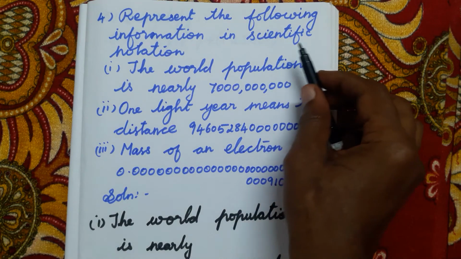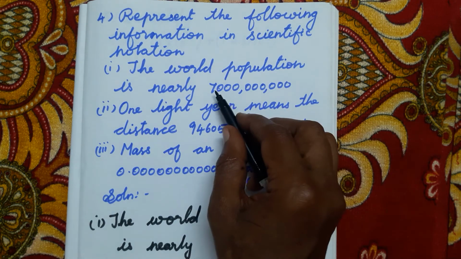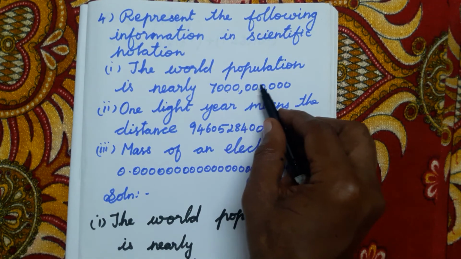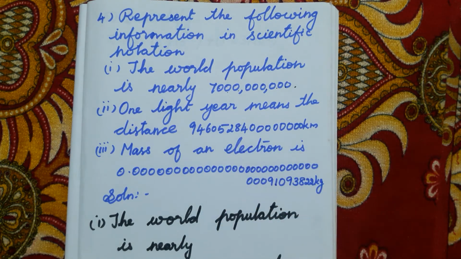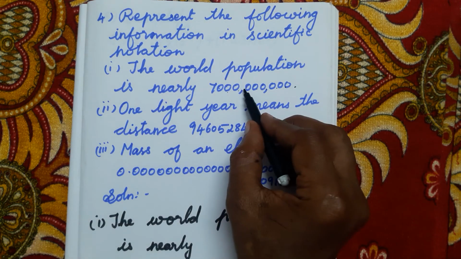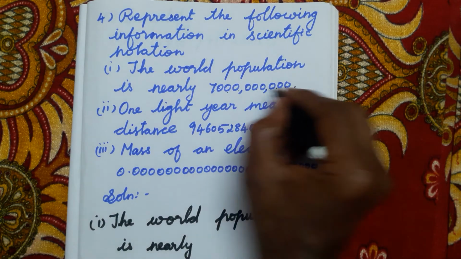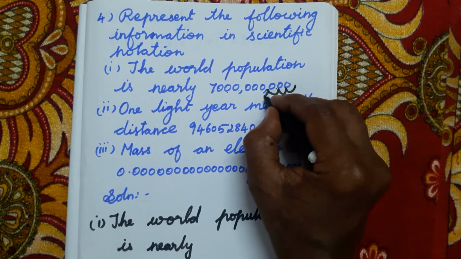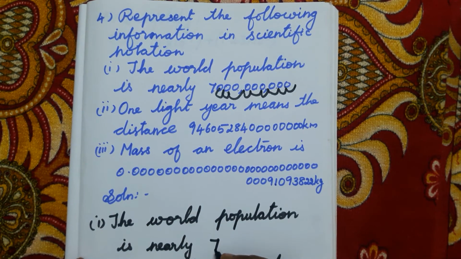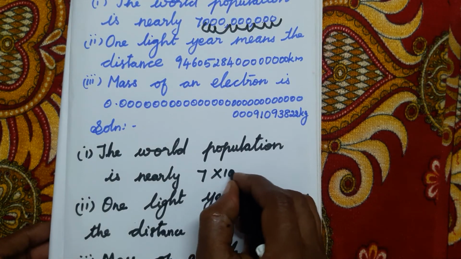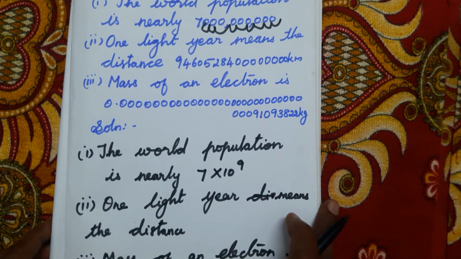Fourth question. Represent the following information in scientific notation. The world population is 7000000000. Here, after 7, how many zeros are there? 9 zeros are there, is it? So, how can we write it? How many digits before we want to put the decimal point? 1, 2, 3, 4, 5, 6, 7, 8, 9. So, we can write 7 into 10 power 9. We move the decimal point to the left side.